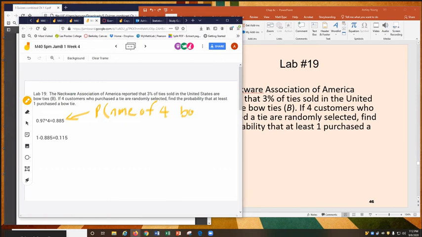Because either none of the 4 bought, you struck out all 4 times, or at least one of them bought. Right, so either none of the 4 bought a tie, or at least one bought a tie. So find the probability that none of them did, and 1 minus the probability of none equals the probability of at least one.